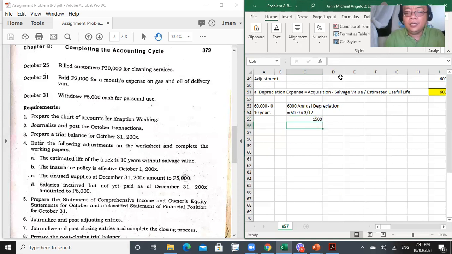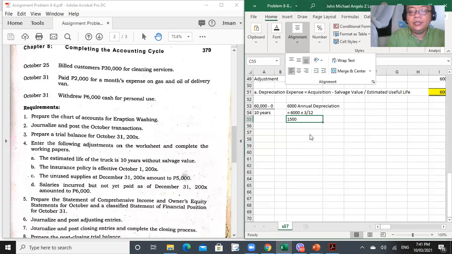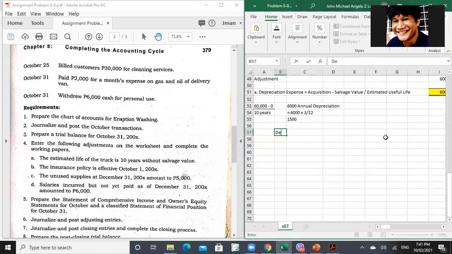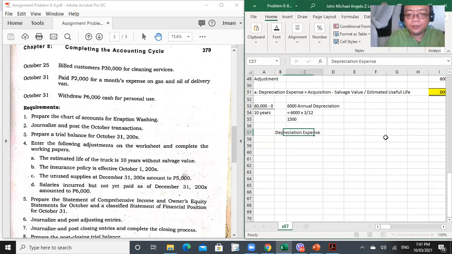So meaning, the depreciation expense is basically 3,500. What is the entry here? Depreciation expense, very good. Depreciation expense, then cumulative depreciation. We debit depreciation expense 1,500, and we credit here accumulated depreciation.